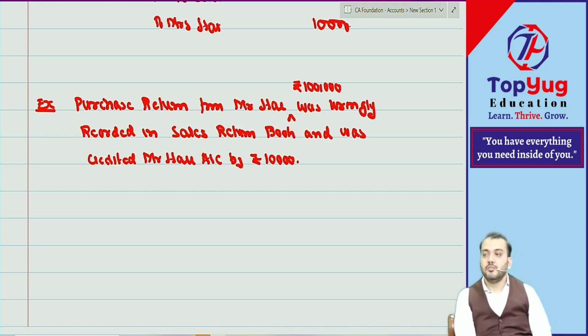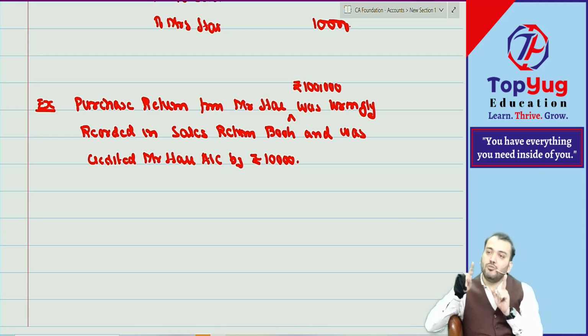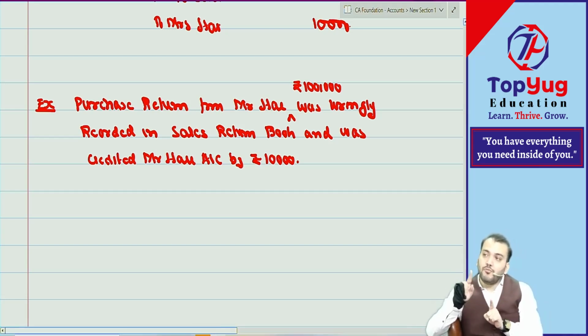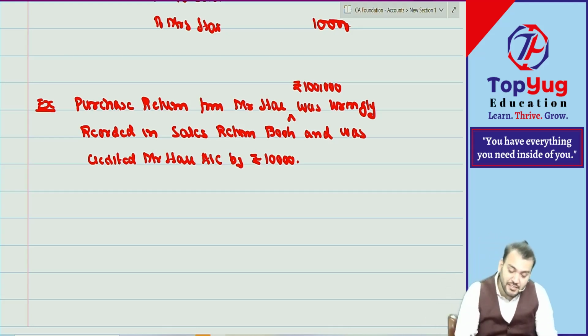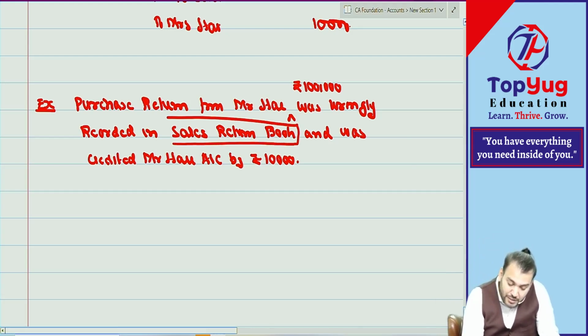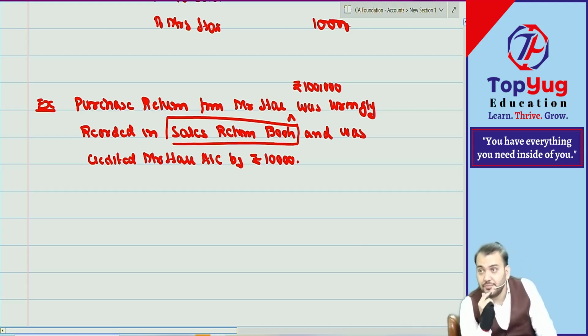Understood the question? Means first they recorded it in the wrong book, and from the wrong book they posted to the wrong account also. Are you getting it? This is Mr. Hari, Mrs. Hari. The amount is also wrong, but the amount is wrong only at the time of posting. In the sales return book the amount was correctly recorded and was credited to Mrs. Hari by rupees 10,000. Means in this book it was 1 lakh only. Understood?